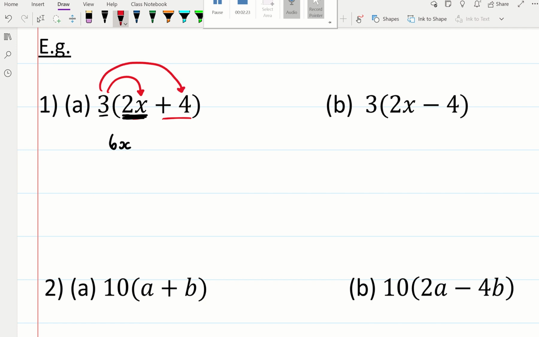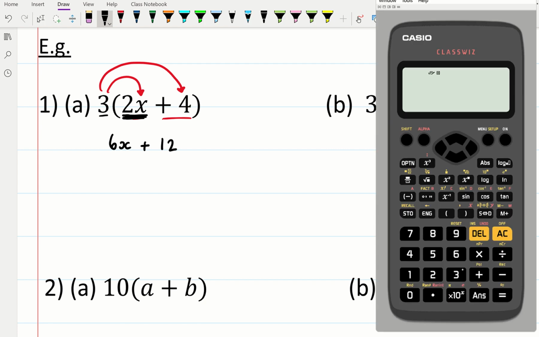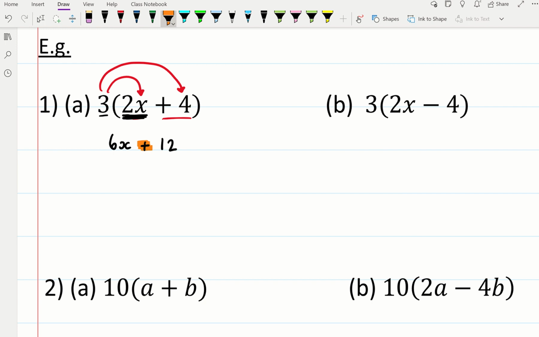3 times positive 4 is a positive 12. Now you can use the calculator to help you. 3 times 2, you can't put x, but you can do 3 times 2. And you can do 3 times a positive 4, which is just 3 times 4. It's a 12. If it doesn't have a minus sign, it means it has a plus sign. And that's your answer. That's all you need to do. You have 6 lots of x, whatever the value of x is, plus 12.